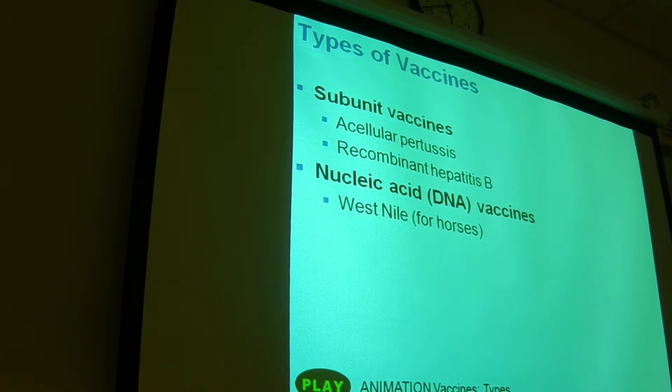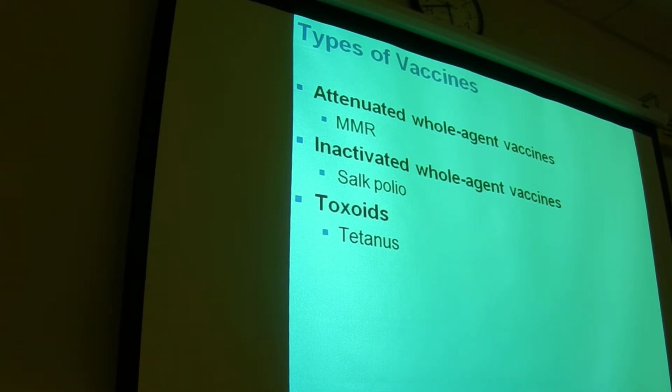Okay, so the 2 examples here, acellular pertussis, so that's the kind of pertussis vaccine that's given mostly nowadays. And I have a little story about that, I guess. So when I was a kid, decades ago, the pertussis vaccine that was given was not acellular, it was cellular. So it was an attenuated whole agent vaccine.